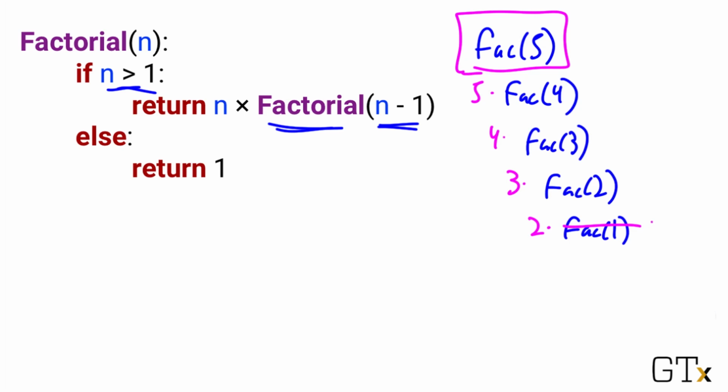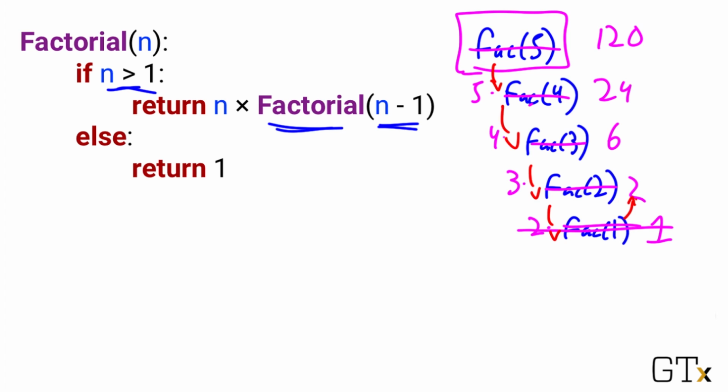Factorial of 1 is going to become 1, which means that 2 times factorial 1 will be 2. So we replace factorial 2 with the number 2, and 3 times 2 is 6. So we'll replace factorial 3 with 6. 4 times 6 is 24. So we'll replace factorial 4 with 24. 5 times 24 is 120, and so our answer is 120. Again, notice how we went all the way down, and then all the way back up.